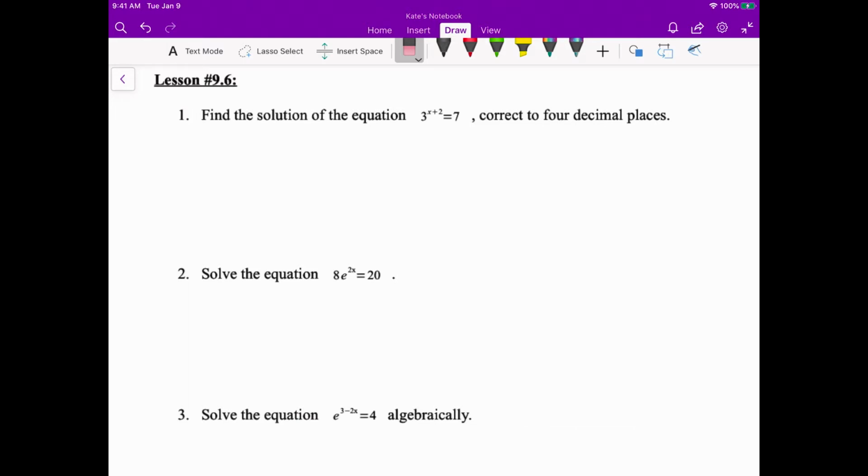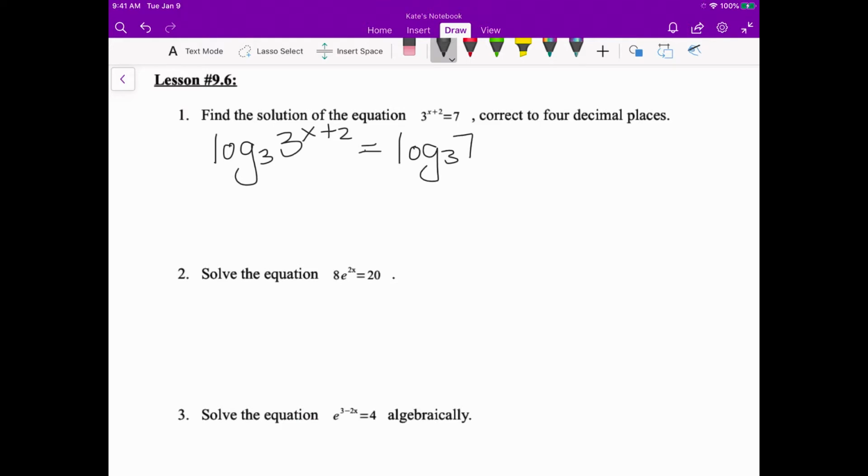So the first thing I need to do is figure out what my exponential base is. And my exponential base is 3. Because my exponential base is 3, I'm going to use a log base 3. So I'm going to apply a log base 3 to each side of the equation. So I end up with log base 3 of 3 to the x plus 2 equals log base 3 of 7.